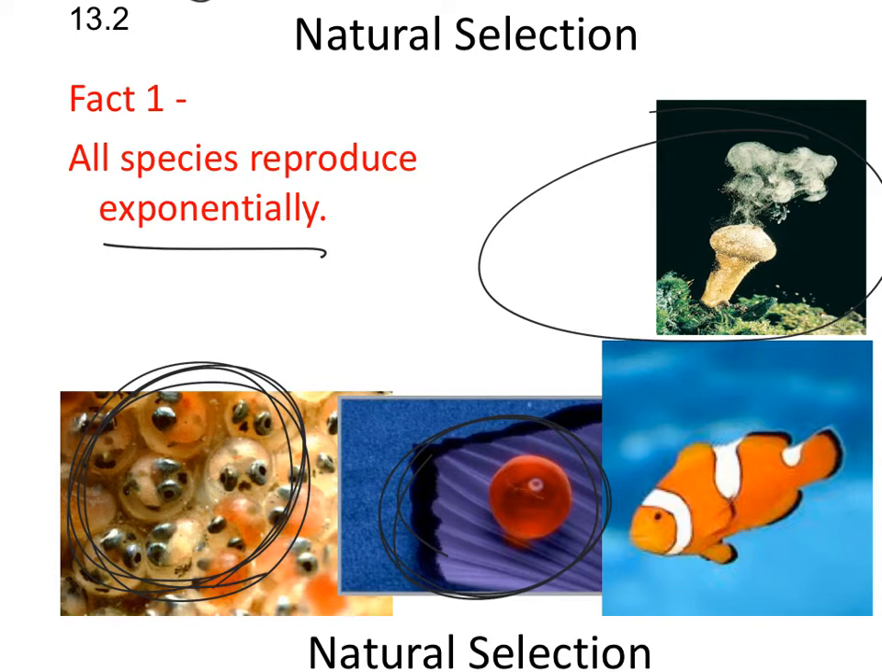Make a lot of sperm. Hopefully, some of them will find an egg to fertilize. And then hopefully, some of those eggs will be able to survive and eventually have their own offspring.